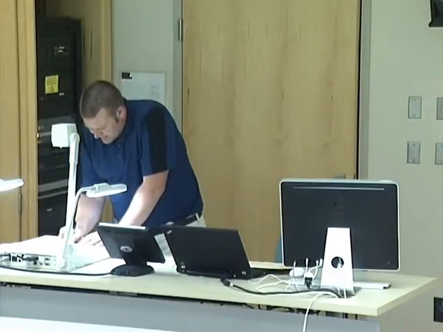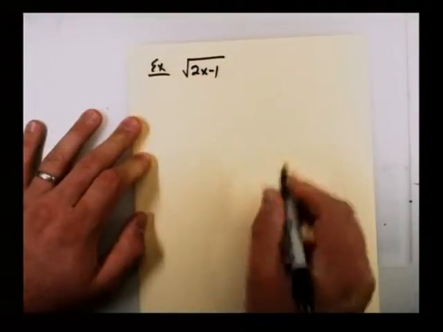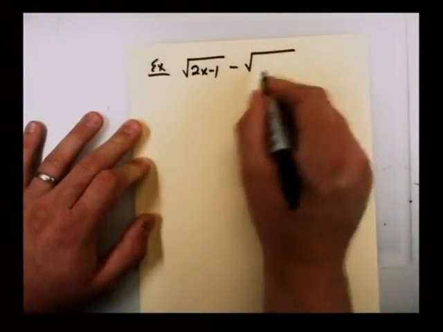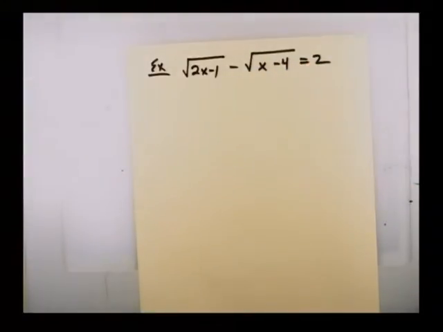All right, one more. Let's do one more. There's only one more type we've got to go through tonight. Then we're on our way to section 2-3. Last example for you tonight. Let's take a look at the square root of 2x minus 1 minus the square root of x minus 4 is equal to 2.